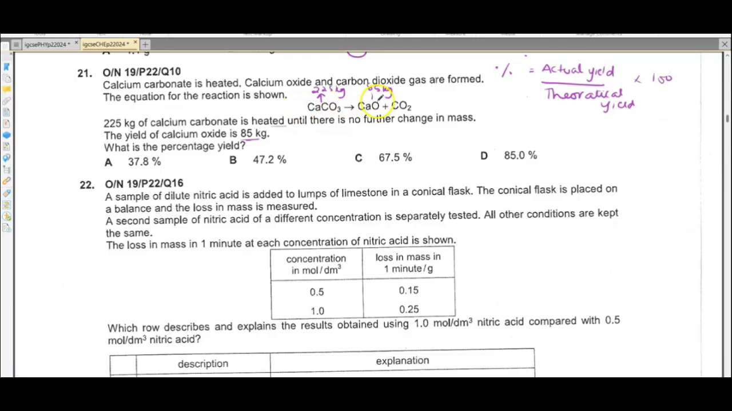So how can we find the theoretical yield? We need to find it; we have the mass of calcium carbonate. So we need to find the moles of calcium carbonate and then the moles of calcium oxide. And then from there we will find our theoretical yield. So first thing first, we need to find the moles of CaCO3. So we are going to use its mass and then its Mr. Mr for CaCO3 is 100. So the mass is 225 kgs.